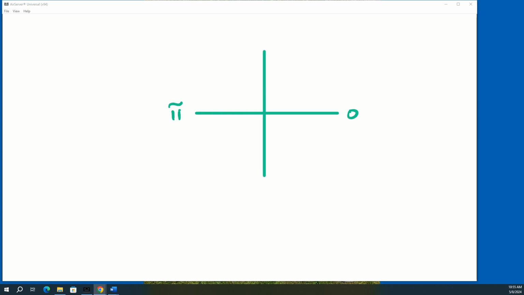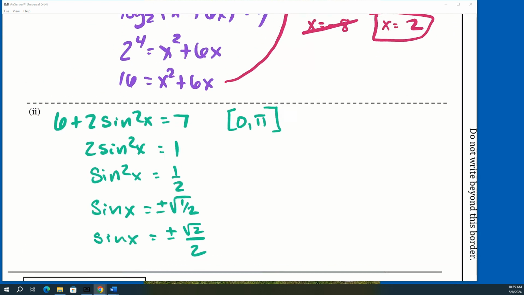Zero to pi is here. And so we're looking for angles where the y coordinate is the square root of 2/2. Is it going to be negative square root of 2/2 at all for our region? No. So just the positive square root of 2/2. What angles are those? Pi over 4. Good job. Pi over 4 and, sorry, my brain's working a little faster than my hand, and 3 pi over 4. That's it.